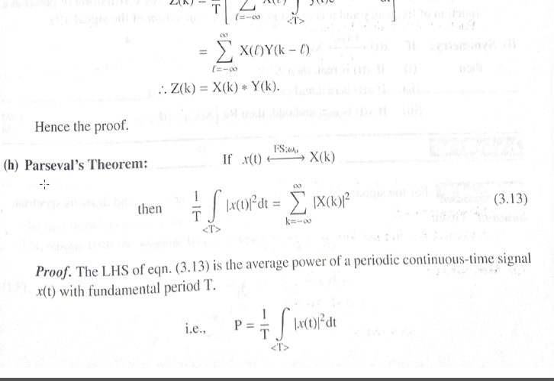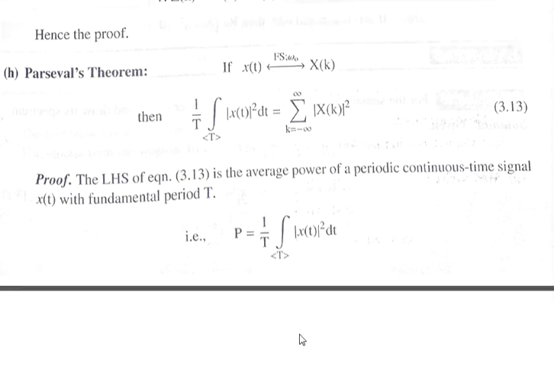Parseval's theorem is sometimes referred to as the power theorem also. So we know that the average power of the periodic continuous time signal, as it was dealt with in the first part by learning the power and energy signals, P is 1 by T integral over the duration time, x of t, the magnitude square dt. Now just we expand this.